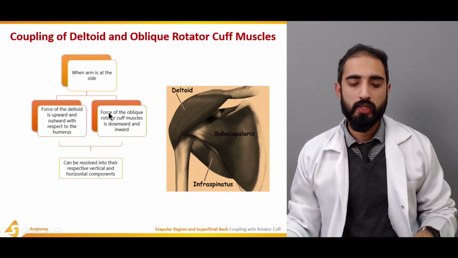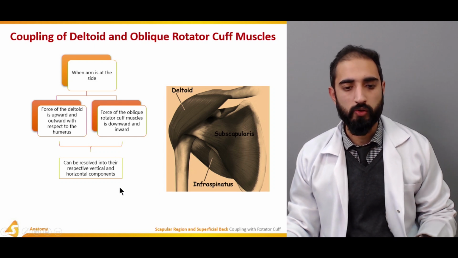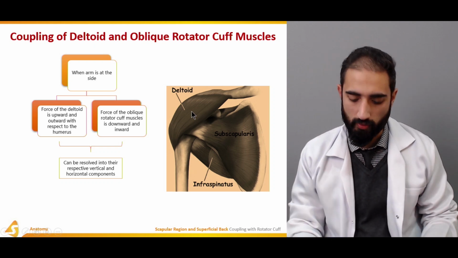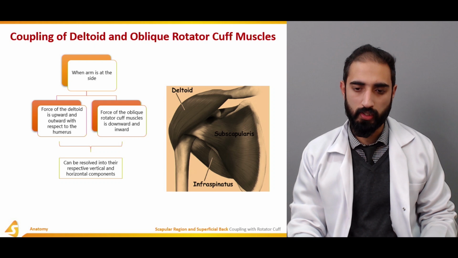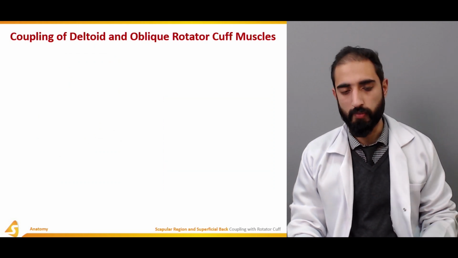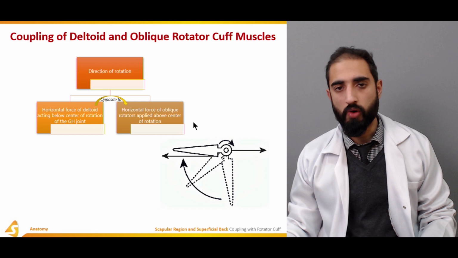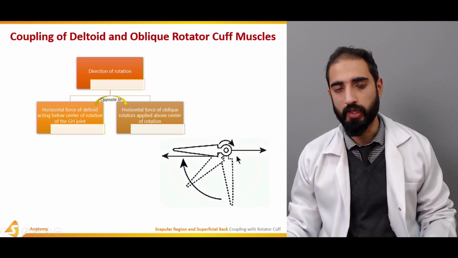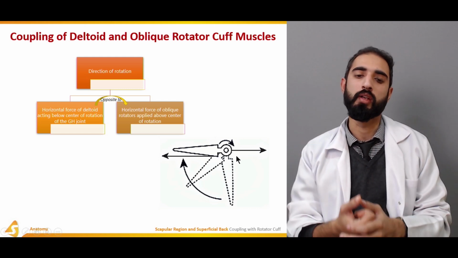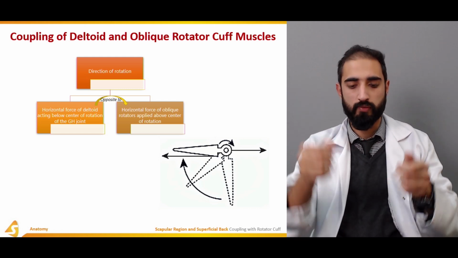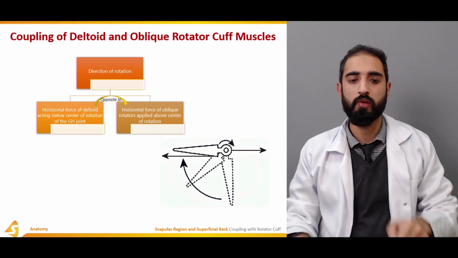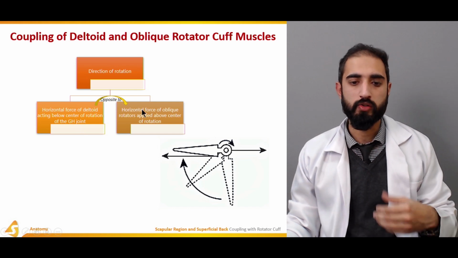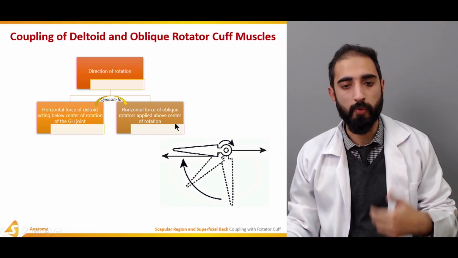So this orientation, as I already mentioned, can be resolved into respective vertical and horizontal components, and the Y component of both of these muscle groups cancel each other out, so there is no superior migration. However, when we talk about the horizontal component, then the inward component and the outward component create a force couple, similar to when you are driving a car and you move a steering wheel. So horizontal force of deltoid acts below the center of rotation of the glenohumeral joint, and horizontal force of oblique rotator cuff is applied above the center of rotation.